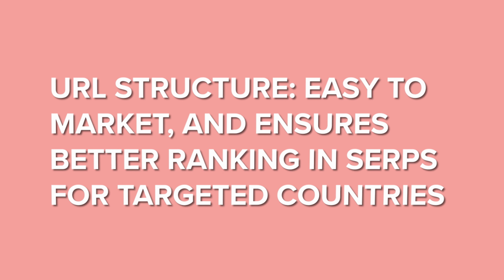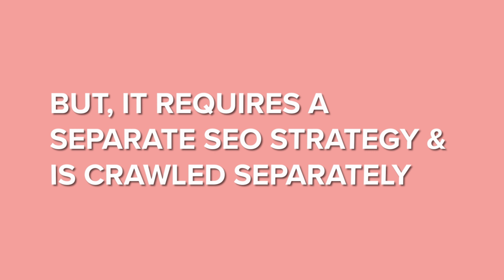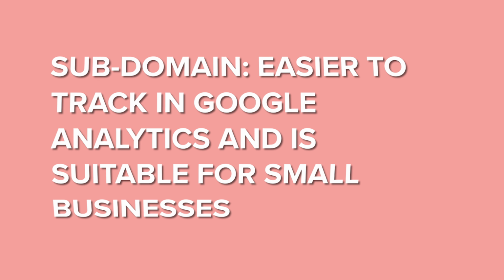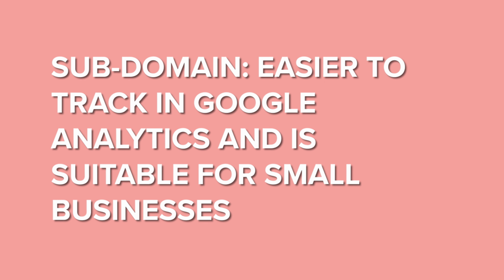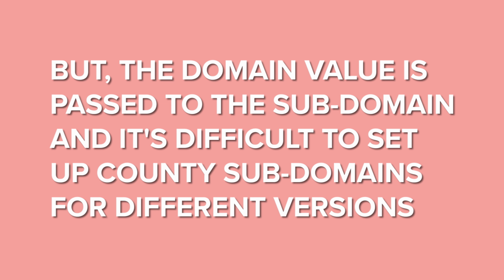First, there is the URL structure. This one is easy to market and ensures better ranking in SERPs for targeted countries, but it requires a separate SEO strategy and is crawled separately. Next, there is the subdomain. It's easier to track in Google Analytics and is suitable for small businesses. But the domain value is passed to the subdomain, and it's difficult to set up country subdomains for different versions.